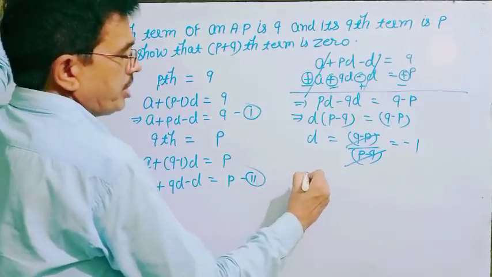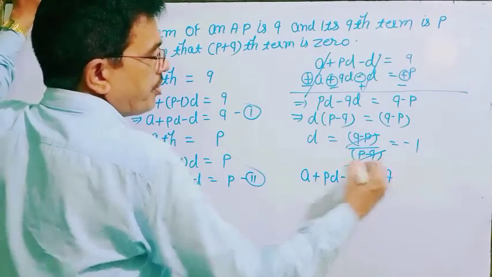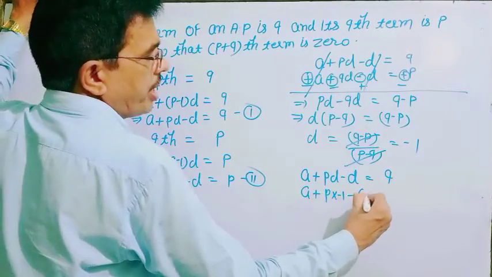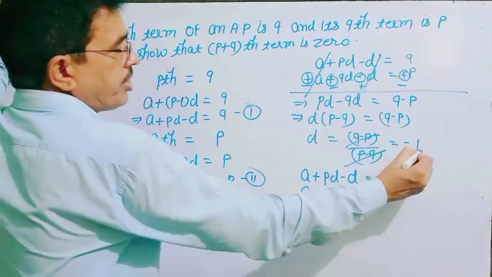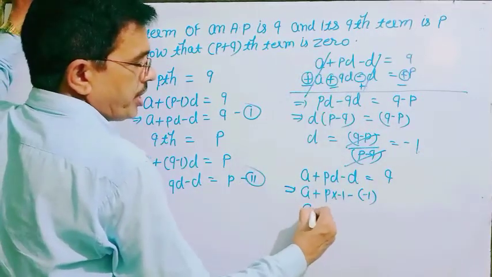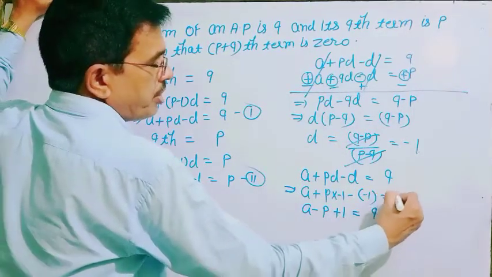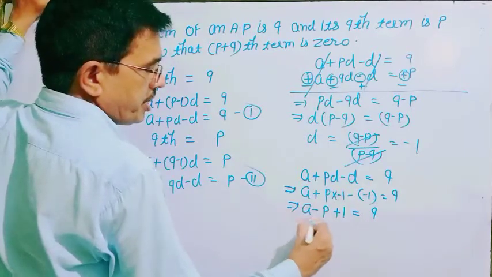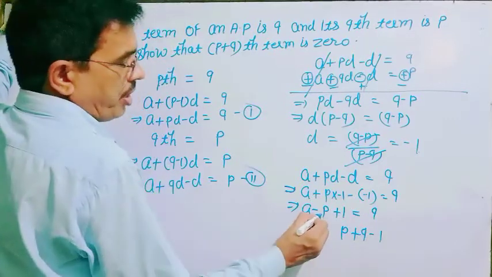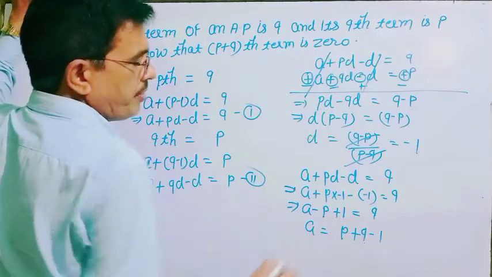If D is minus 1, then A plus PD minus D is equal to Q. Then A plus P into minus 1 and minus 1. I substitute the value of D in the first equation. So what do you get here? You get A minus P plus 1 is equal to Q. So what is A? Then A is equal to P plus Q minus 1, because here is minus P, so that side plus P. Here is Q and this is plus 1, then minus 1.